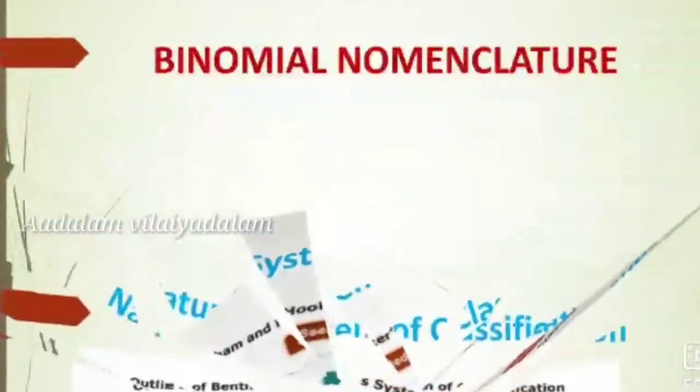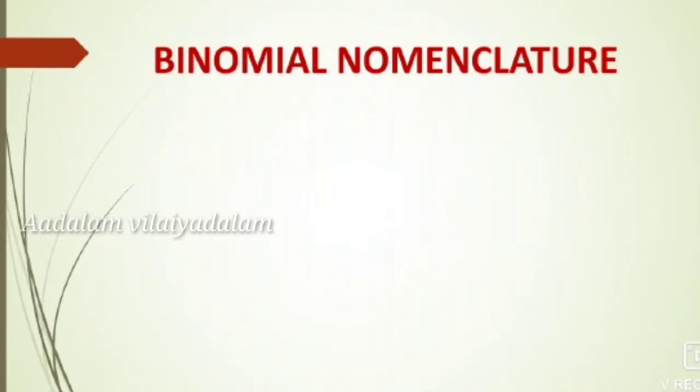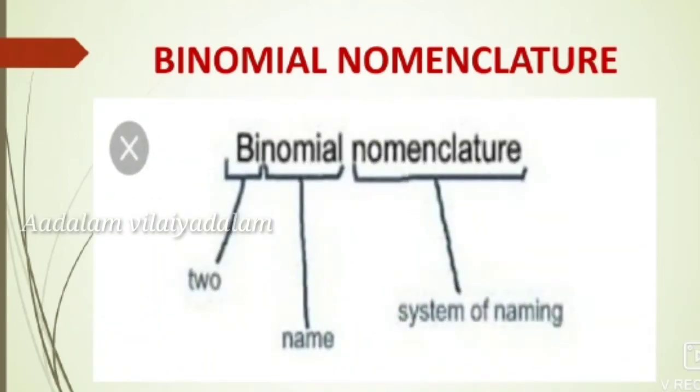And next we will discuss binomial nomenclature. The naming of an organism with two words is known as binomial nomenclature. Bi means two, nomial means name, and nomenclature means system of naming. That is, the two-name system of naming is known as binomial nomenclature.